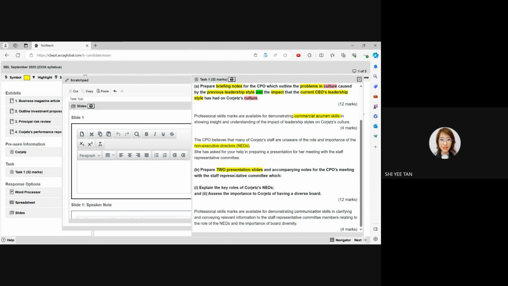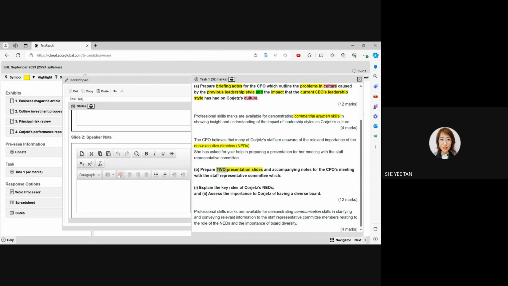Then you might be asking me, hey, they asked us to prepare 2 presentation slides, so it means they will give us only 2 slides. I think so, but I'm not sure. So please bear in mind how many slides you have to take note. Okay, so you're supposed to prepare 2 presentation slides and accompanying notes for the CPO's meeting with the staff representative committee, which first explain the key roles of Corjetz NED.